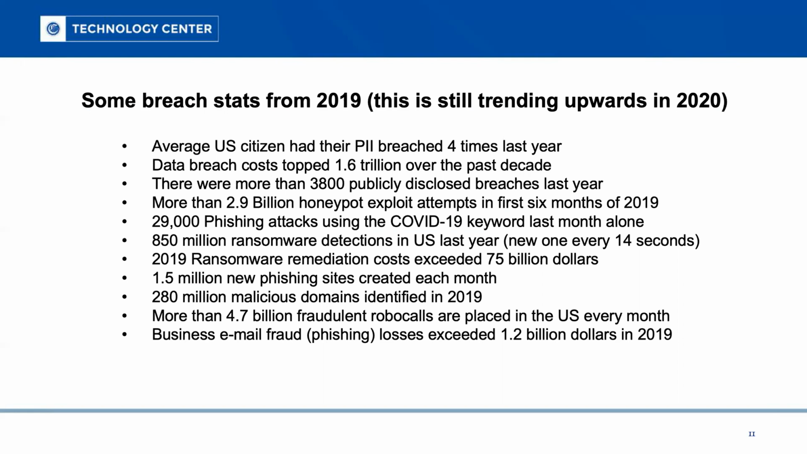A new ransomware attack happens every 14 seconds. Source, Kaspersky Labs. Ransomware costs exceeded $75 billion last year worldwide, with the average remediation cost per infection being $133,000. Source, Sophos. 1.5 million new phishing sites are created each month, and more than 280 million malicious websites were identified in 2019. Source, Webroot and Kaspersky Labs.